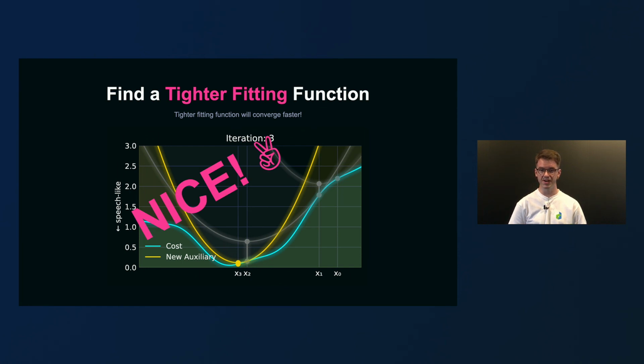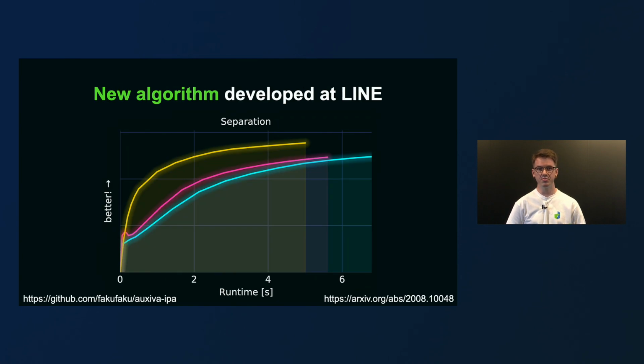And we can quantify how much better the approach is. And here is a plot that has on the horizontal axis the runtime of the algorithm in seconds. And then the vertical axis is how good the separation is. So when the curve goes high, it means that the sources are very well separated. So if it goes up fast, it means it separates the sources very quickly.